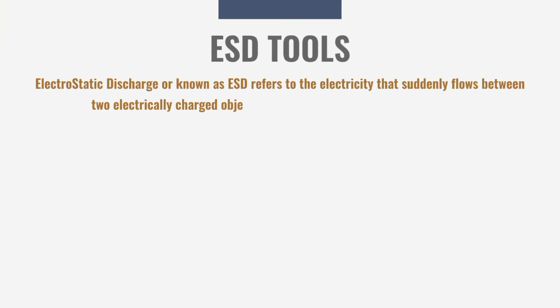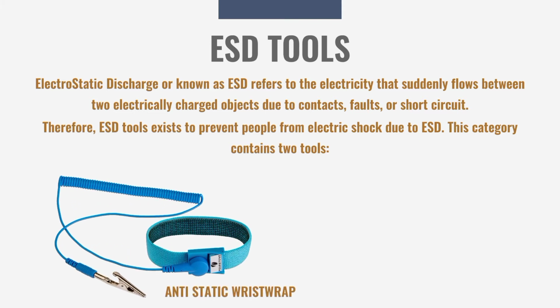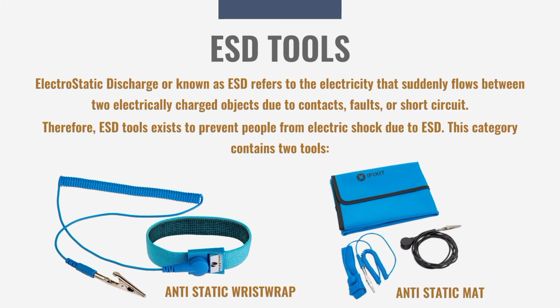Electrostatic discharge, or known as ESD, refers to the electricity that suddenly flows between two electrically charged objects due to contacts, faults, or short circuit. Therefore, ESD tools exist to prevent people from electric shock because of ESD. This category contains 2 tools. One is anti-static wrist strap, and second, the anti-static mat.